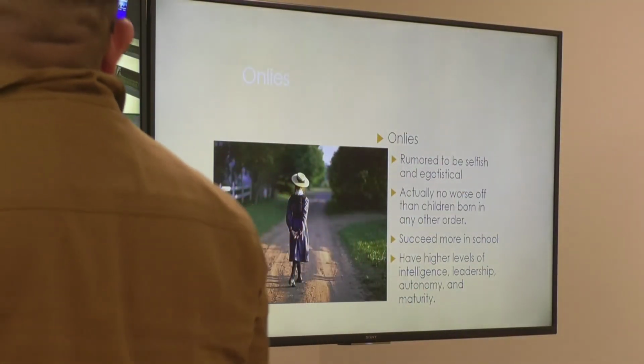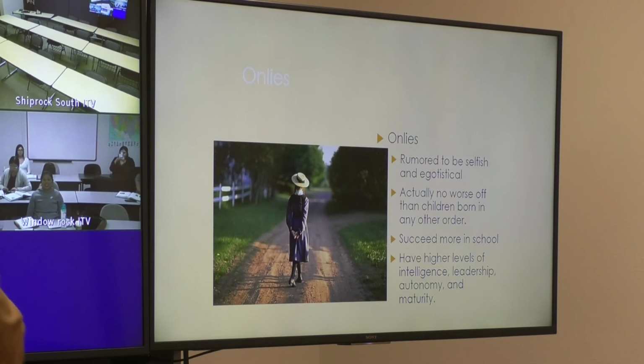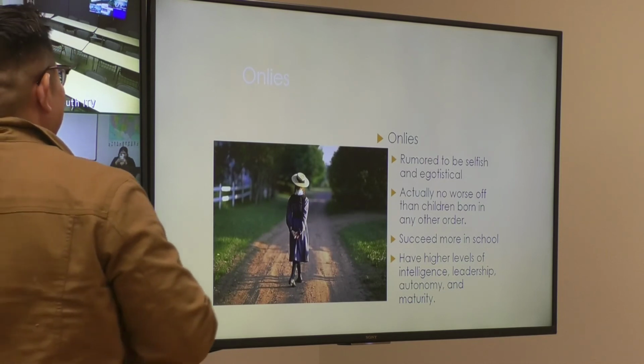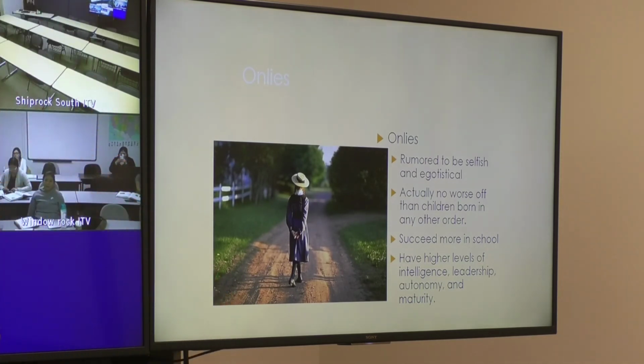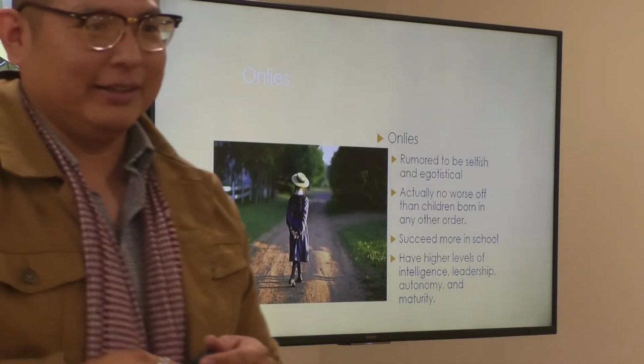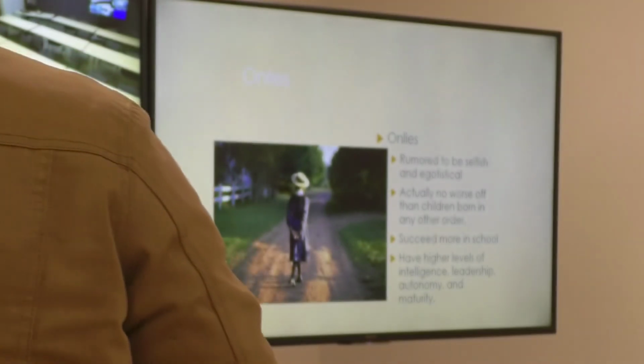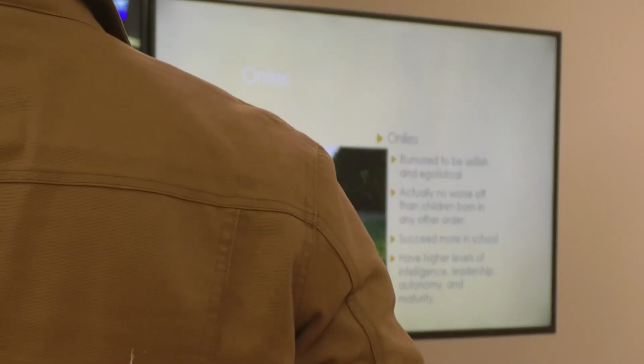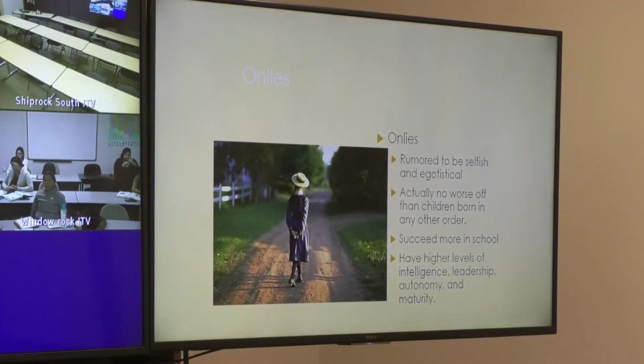And now, the anomalies. Only children are rumored to be selfish and egotistical. So if you are the only baby, you succeed more in school. Why? Because you're the only one. You have higher levels of intelligence, leadership, autonomy, and maturity. Why? Because you're the only one.